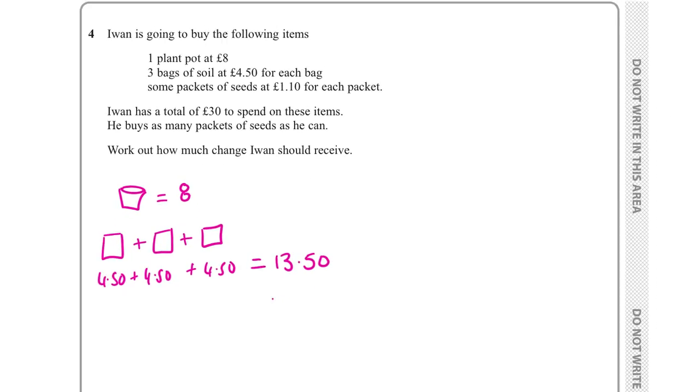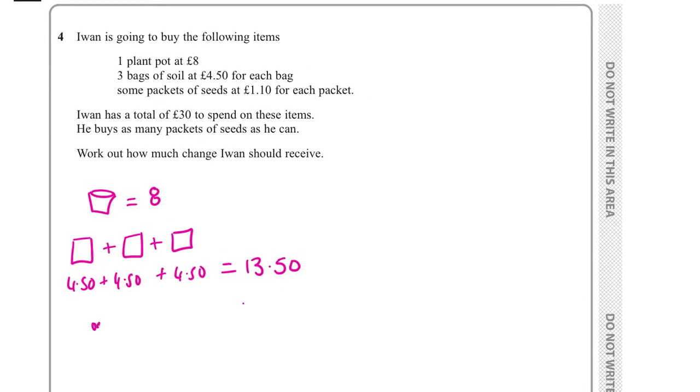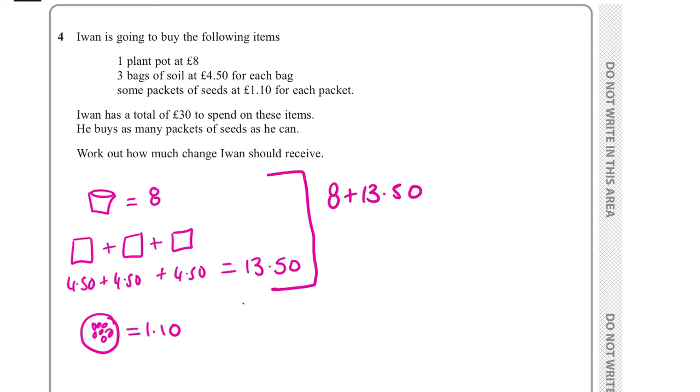Then it says some bags of seeds. Do we know how many seeds? No, but I know a packet of seeds is £1.10. He has a total of £30. How many packets of seeds? He buys as many as he can. So first of all, I can do this 2 ways. Let's figure out how much he's spent in total so far. So with his plant pot and his soil, 8 plus 13.5. So this is £21.50. Okay, he has a total of £30 altogether.